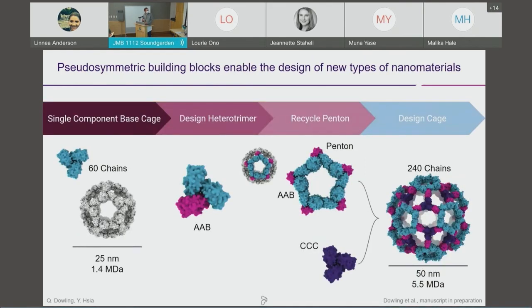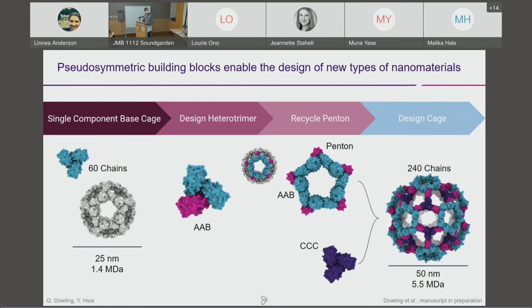So the key was by using a trimer from a nanoparticle that we had already designed, we call it cannibalize. We could reuse the interface between the blue subunits in this nanoparticle to come up with what we call a penton. So now instead of a pentamer of 5 subunits, we have a penton of 5 trimers, or 15 subunits, that still has 5-fold symmetry and has uniquely addressable subunits at each of the points of the penton.